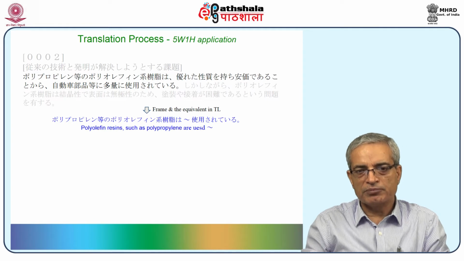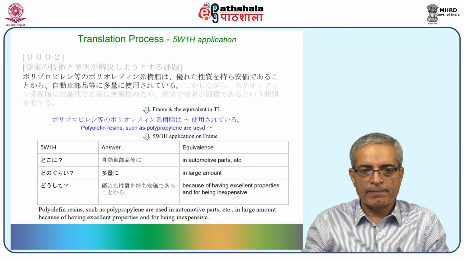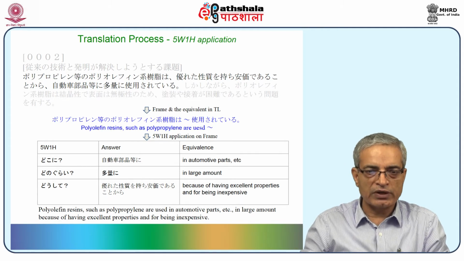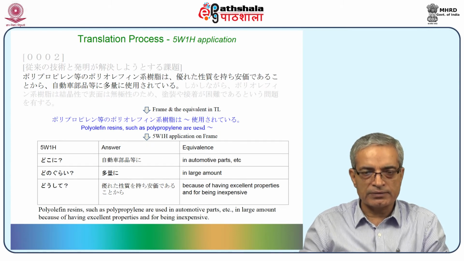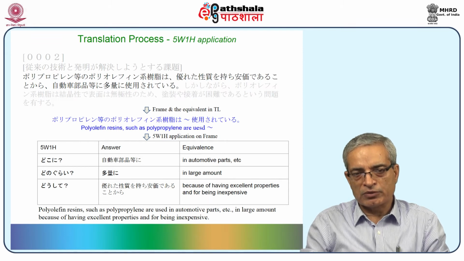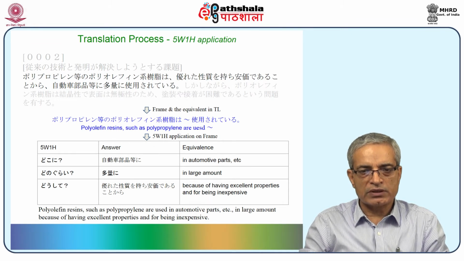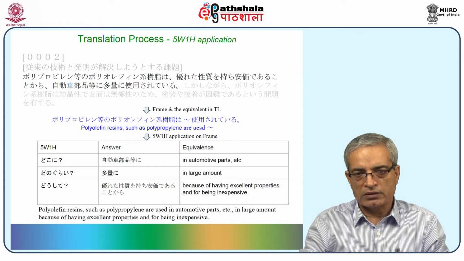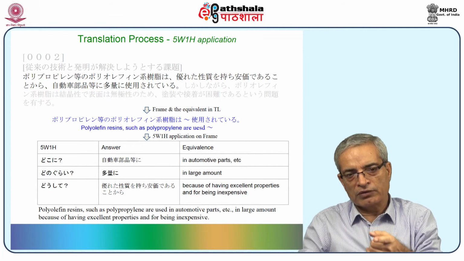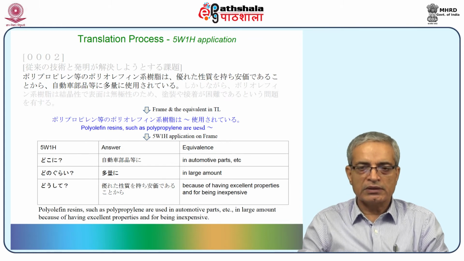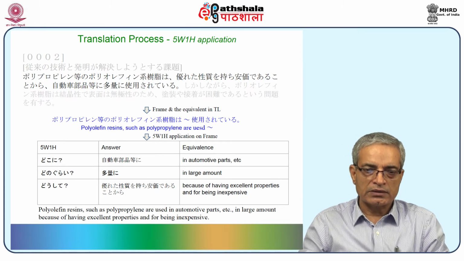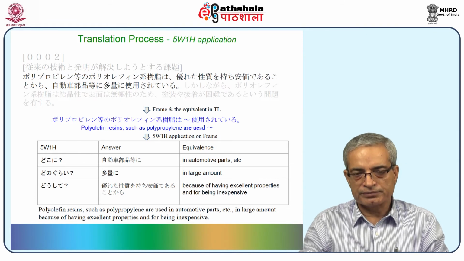Polyolefin resins such as polypropylene are used, was the equivalent. And now let's try to put 5W1H. Jidosha buhin toni, that is in automotive parts, etc. Tharyo ni, in large amount. Sugureta seishitsu o mochi Anka de aru koto kara. So because of having it, because it has excellent properties and for being inexpensive. So polyolefin resins such as polypropylene are used in automotive parts, etc. in large amount because of having excellent properties and for being inexpensive.